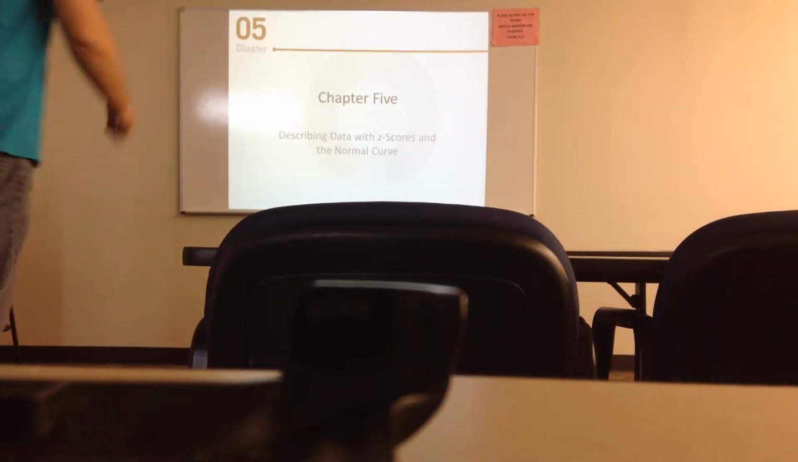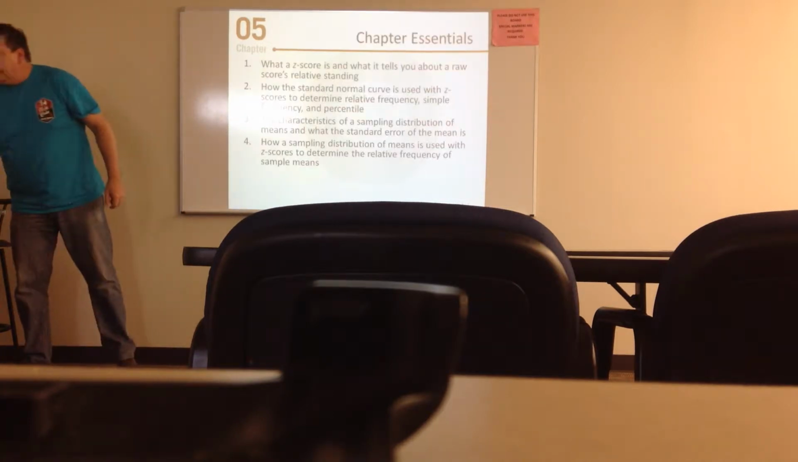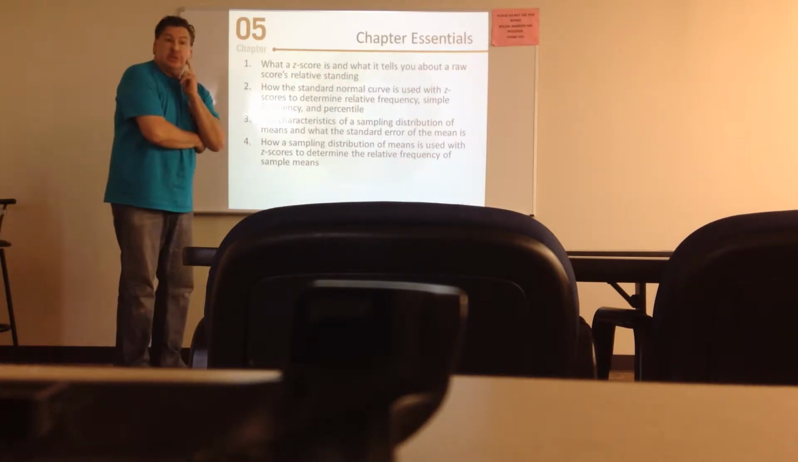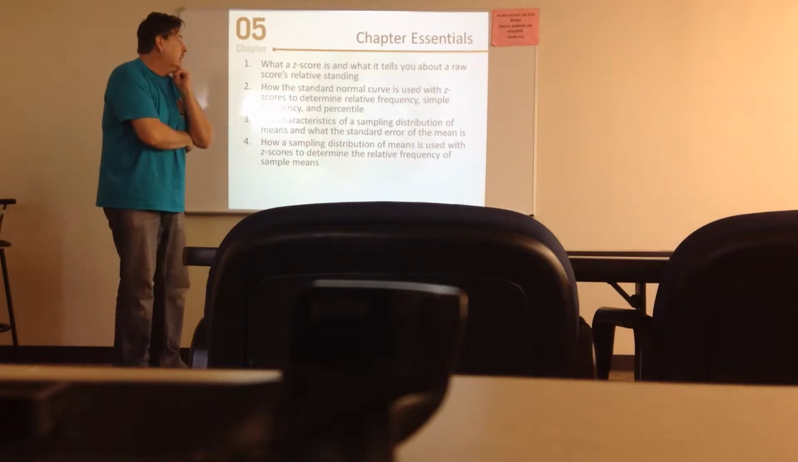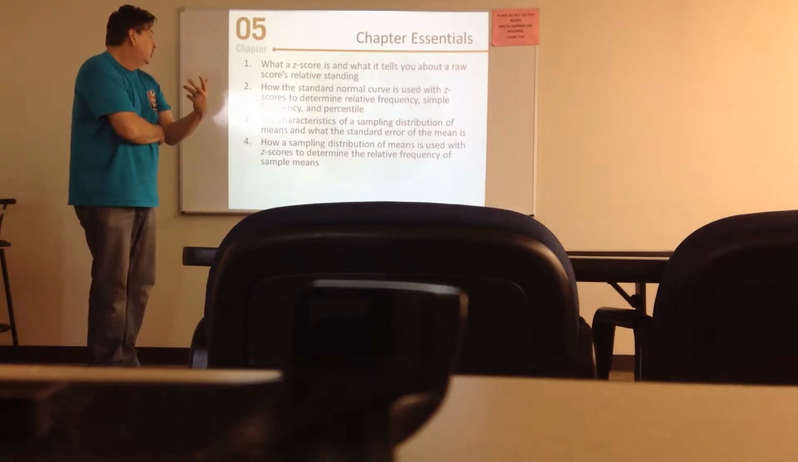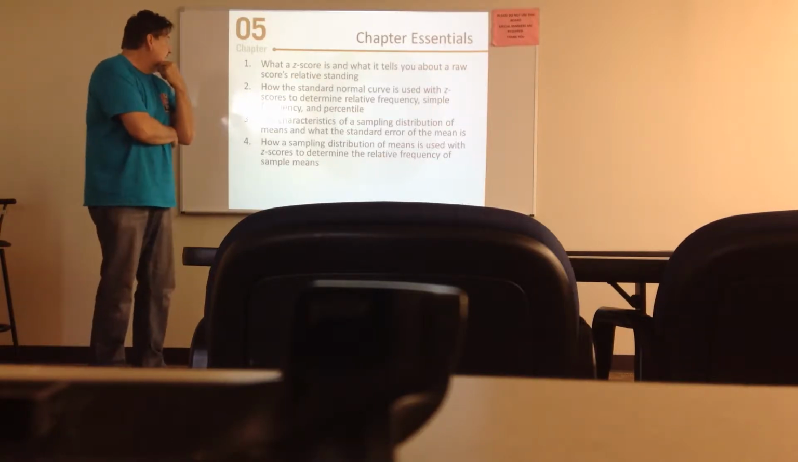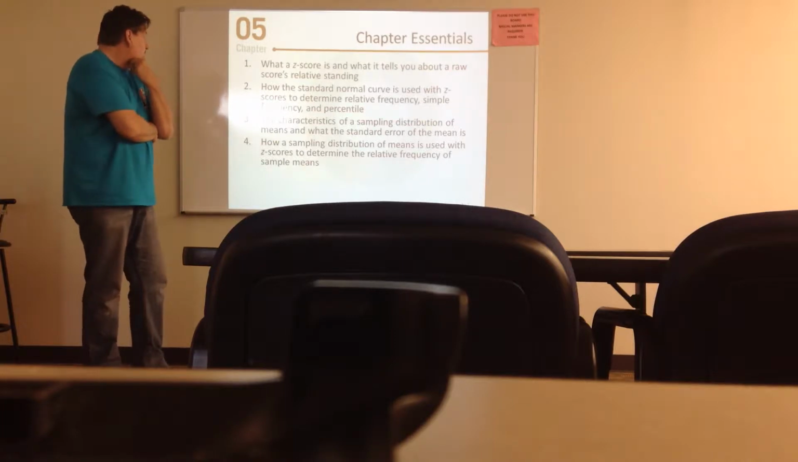Okay, class, this is on chapter 5. I'm going to go through this one really quick. Z-scores, or the normal distribution, what it tells you about raw scores. The standard normal curve is used with Z-scores to determine relative frequency. We kind of went over that with the homework.